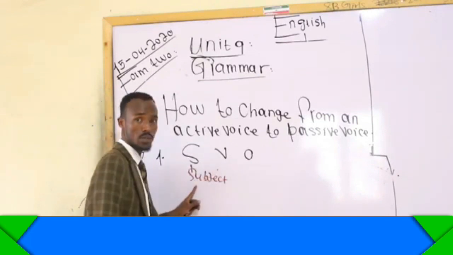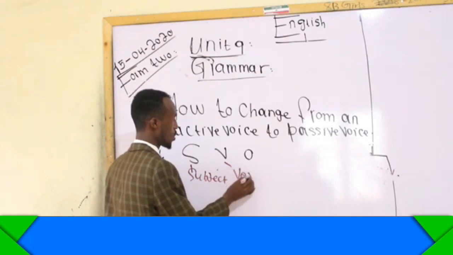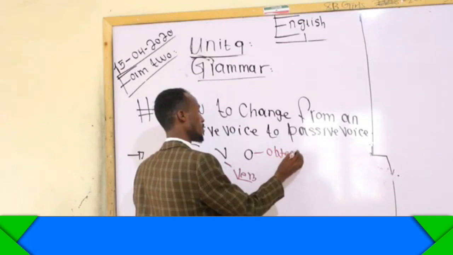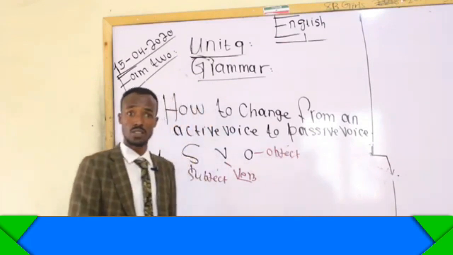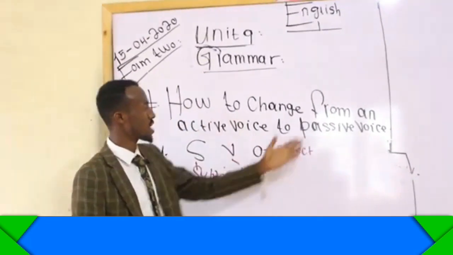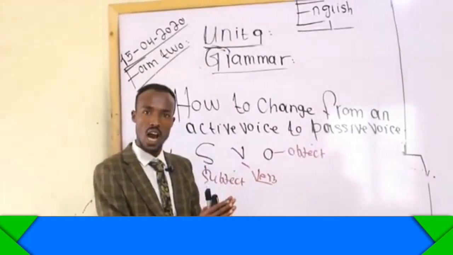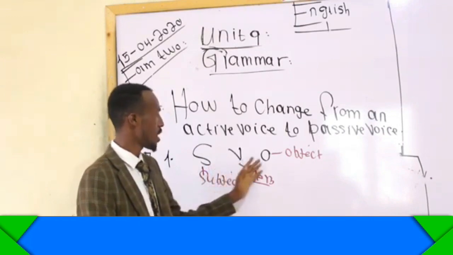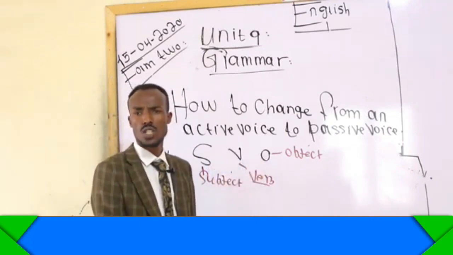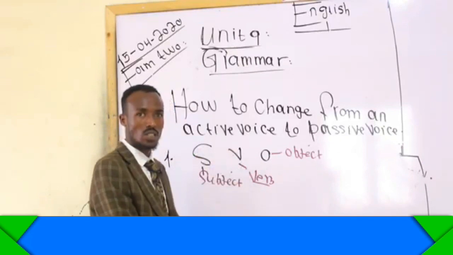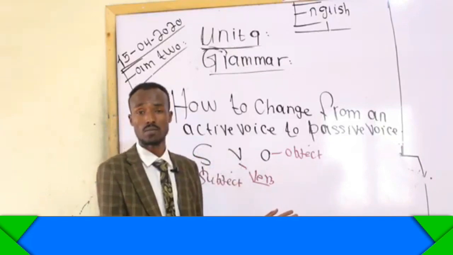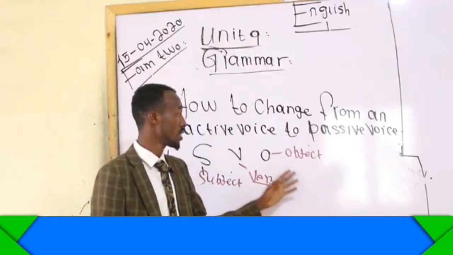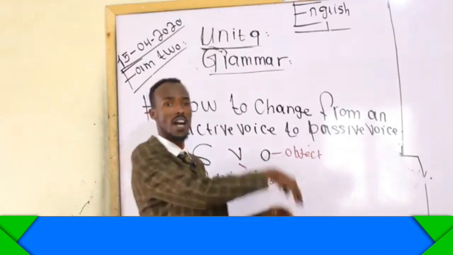S is a subject. And V stands for what? Verb. And O stands for what? Object. Whenever you are going to change from an active voice sentence to a passive voice sentence, you have to underline the subject, the verb and the object. If you don't see one of these words, don't change it. Just leave it out. You have to say this one cannot be changed to passive voice.